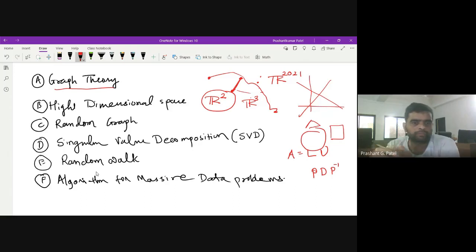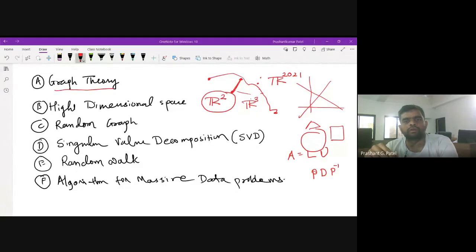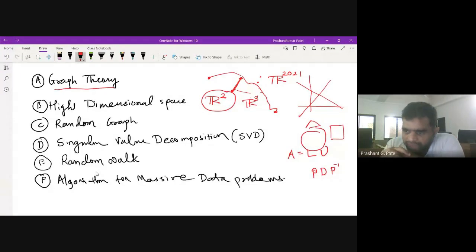The next topic is algorithms for massive data. In algorithms for massive data, we are studying the frequency moments for data streams. That means if one stream is there and another stream is coming, what is the frequency moment for that? And we will discuss some matrix algorithms in this massive data.